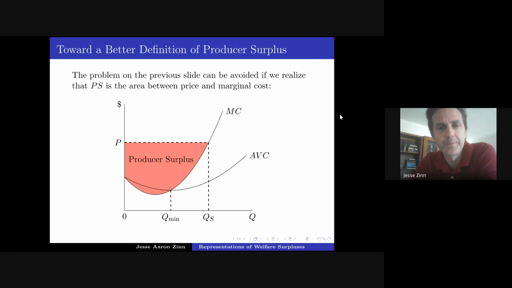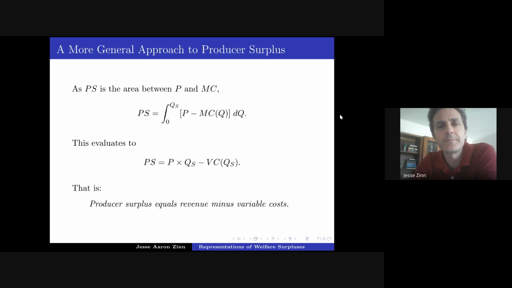depicting producer surplus, right? But from here we can do a little bit of math and actually find another formula for producer surplus. If we calculate this integral, since producer surplus is the distance between price and marginal costs up to the quantity supplied, we get this integral here. And if we evaluate that integral, we see that producer surplus equals the price times the quantity supplied, which is revenue, minus variable costs, the variable costs up to that quantity supplied. So again, just to emphasize, producer surplus equals revenue minus variable costs.